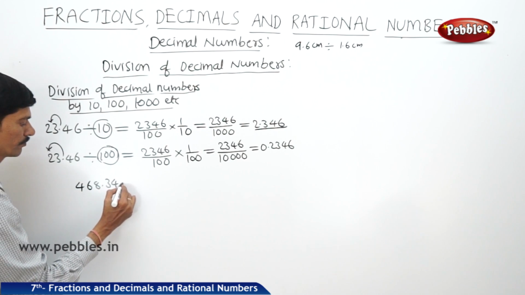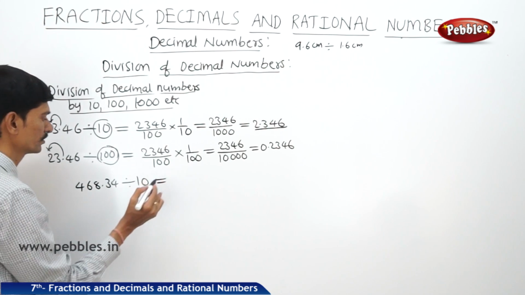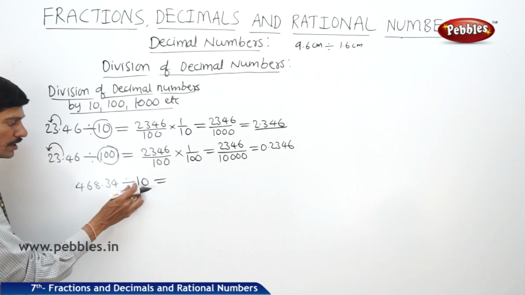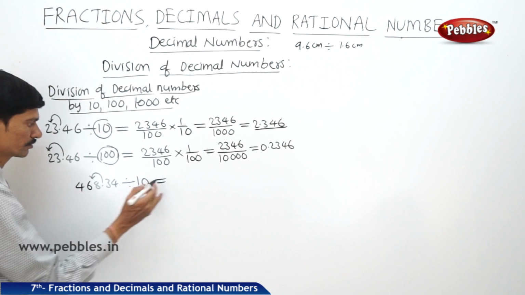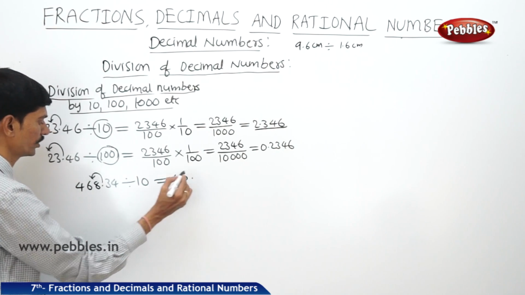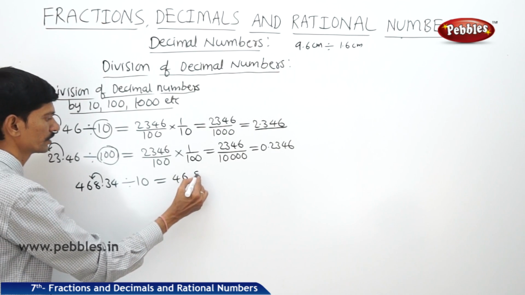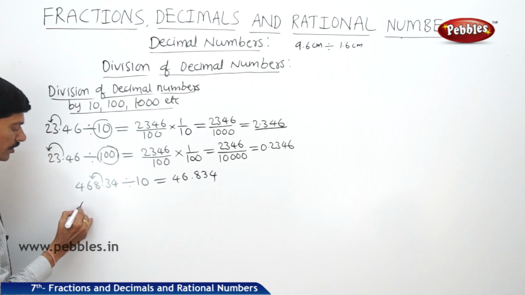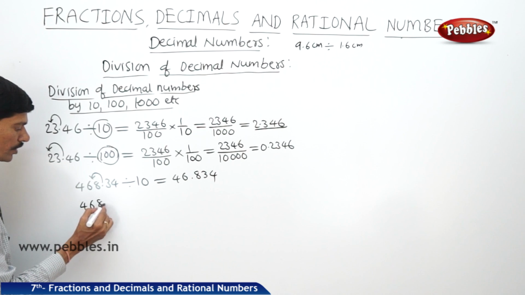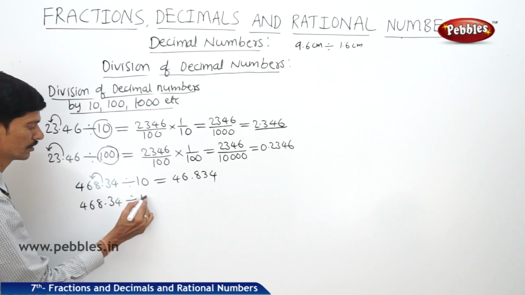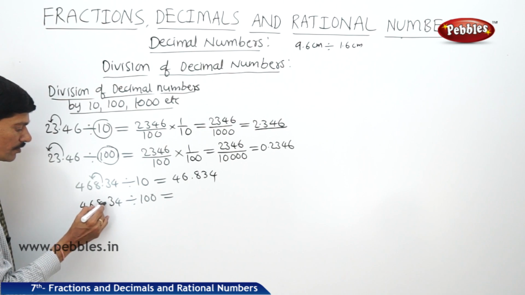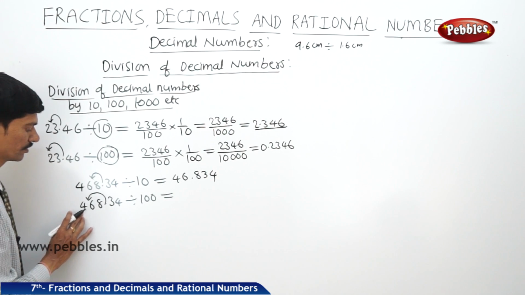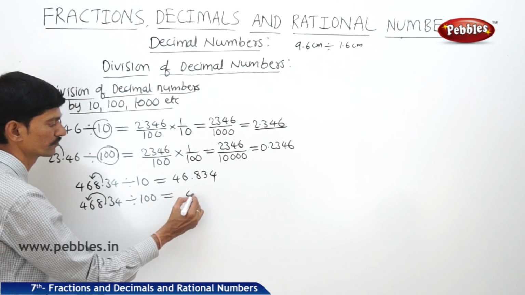Now when you divide 468.34 by 10, there is only one zero in the given number, so the decimal point will be shifted one digit to the left. So then the quotient is 46.834. So when 468.34 is divided by 100, there are two zeros in the given number 100, so the decimal point will be shifted two digits to the left. So then we get the quotient as 4.6834.